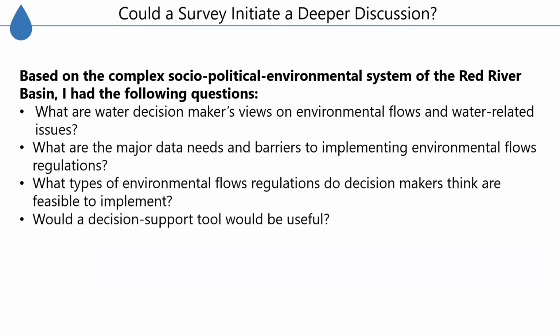And so based on all these challenges, these socio-political environmental challenges in the Red River Basin, I had the following questions for this project. So what are water decision makers' views on environmental flows and water-related issues? What are the major data needs and barriers to implementing environmental flows regulations? And what types of environmental flow regulations do decision makers think are feasible to implement? And do they need any help making those decisions? Maybe we could provide them with a decision support tool.